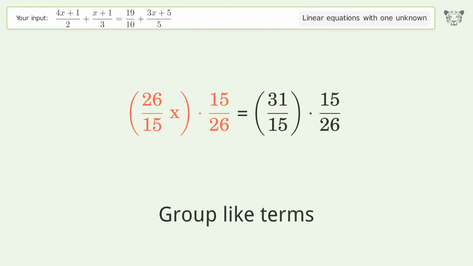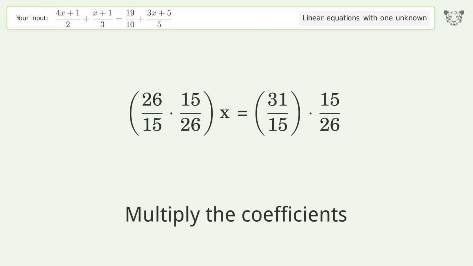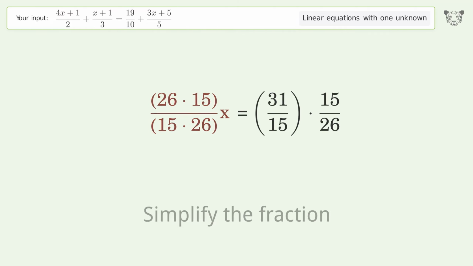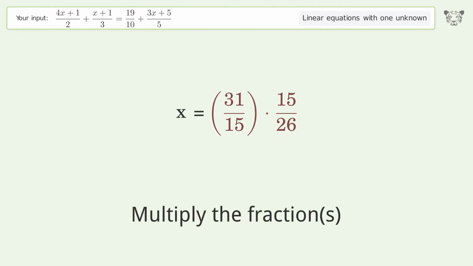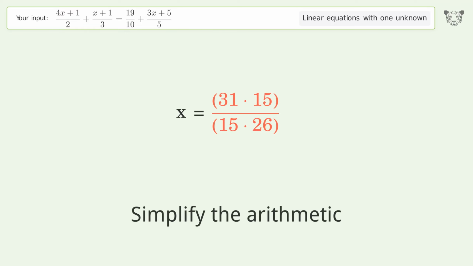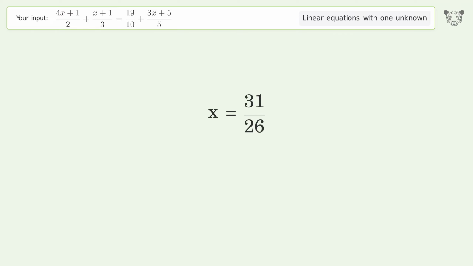Group like terms. Multiply the coefficients. Simplify the fraction. Multiply the fractions. Simplify the arithmetic. And so the final result is x equals 31/26.